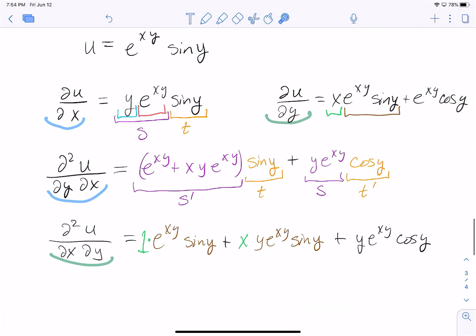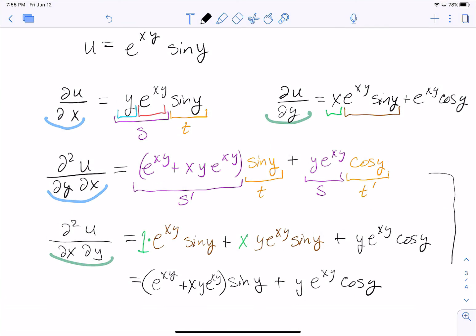Now here's the point of the exercise, really. If we compare what we got both times, notice in the second answer we got the second partial of u first with respect to y, then with respect to x. And no, there's not really a faster way to say that. I mean, you could say like uyx, but then it starts to get a little confusing. But anyway, both of the first terms have a factor of the sine of y. So let's factor that out, sine of y, and we're left with e to the xy plus xy e to the xy, and then the second term is unchanged, y e to the xy times the cosine of y.